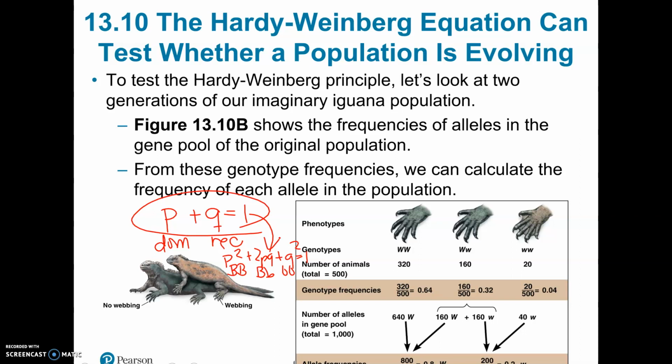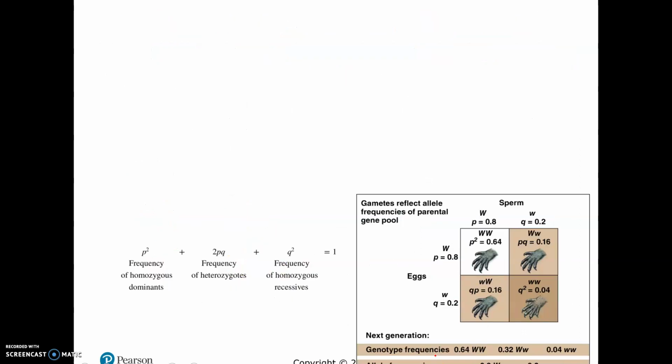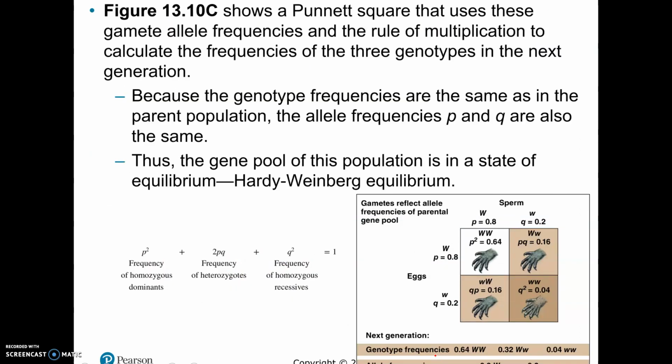But in this population, they're just showing how they did do the calculations. They took the number of lizards that had webbed feet versus non-webbed feet, and they calculated P squared, 2PQ, and Q squared, and from that, they figured out P and Q and went from there. But here's the bottom line. In the next generation, in this particular scenario, the frequencies stayed the same in the next generation. So that would imply that it is in Hardy-Weinberg equilibrium. But again, for purposes of our class, you will not have to use the formula.